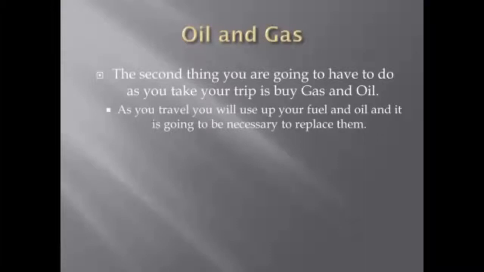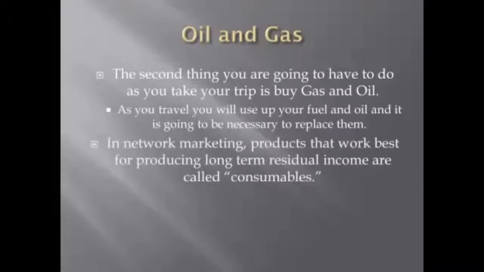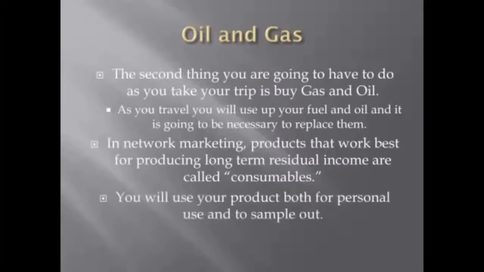As you travel, you'll use up your fuel and oil, and it's going to be necessary to replace them. So in this case, in network marketing, this is your products. And products that work best for producing long-term residual income are called consumables. In other words, they are consumed, used, and repurchased. So you will use your product for both personal use and to sample out, and you'll have to continually replenish your supply. So that's getting your oil and gas, replacing your product.